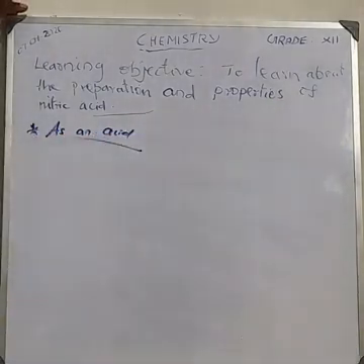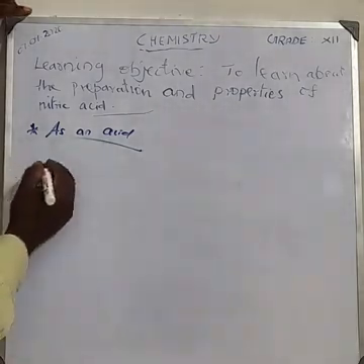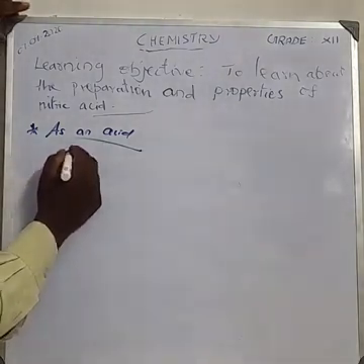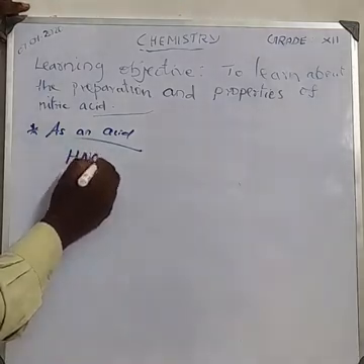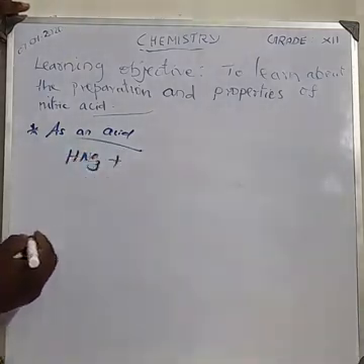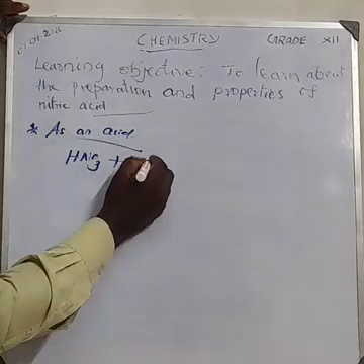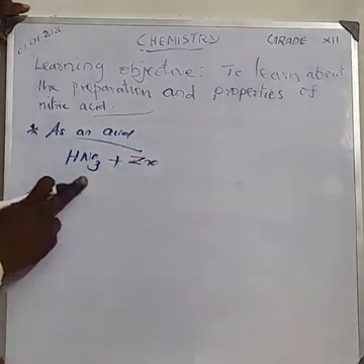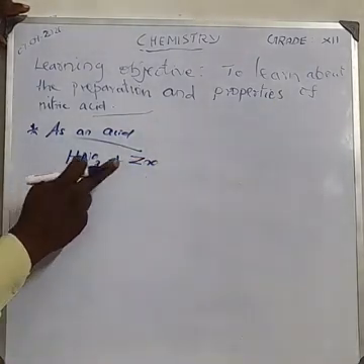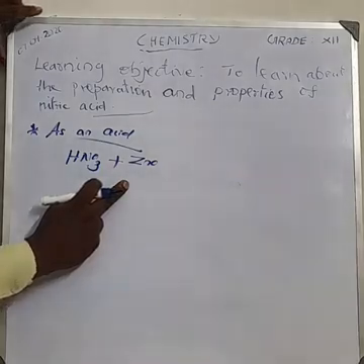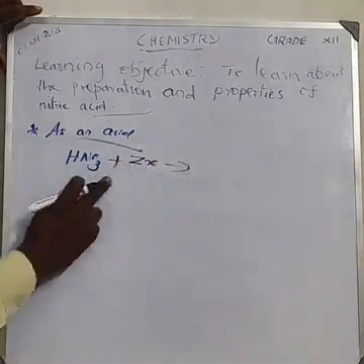Here, zinc oxide. Nitric acid on reacting with zinc oxide, we get zinc nitrate plus water. What is the formula for nitric acid? HNO3. On reacting with zinc oxide, ZnO. Nitric acid on reacting with zinc oxide, we get zinc nitrate plus water. What is the formula for zinc nitrate?